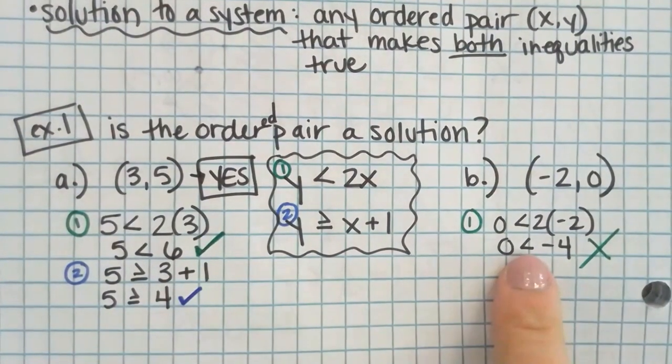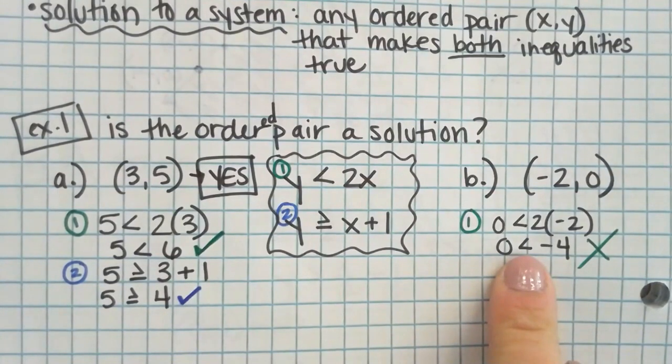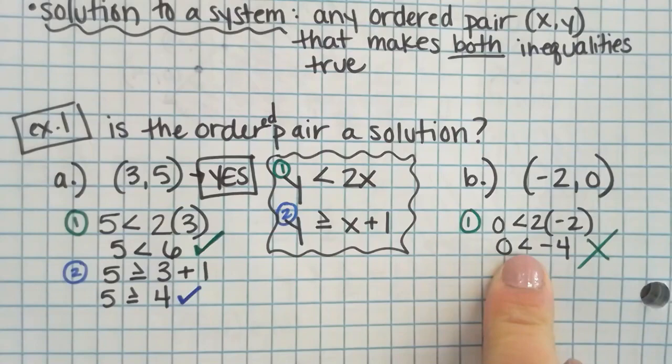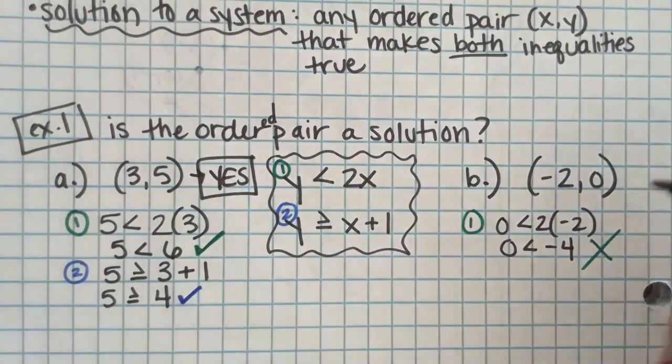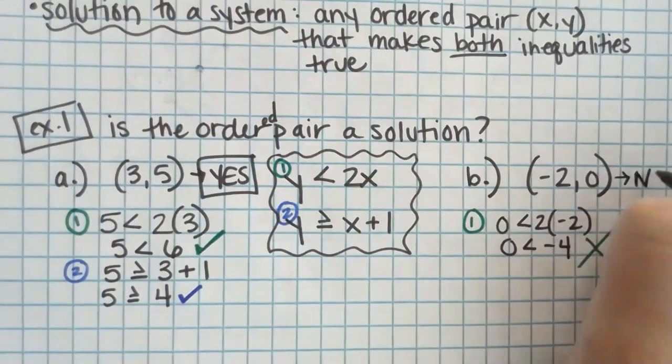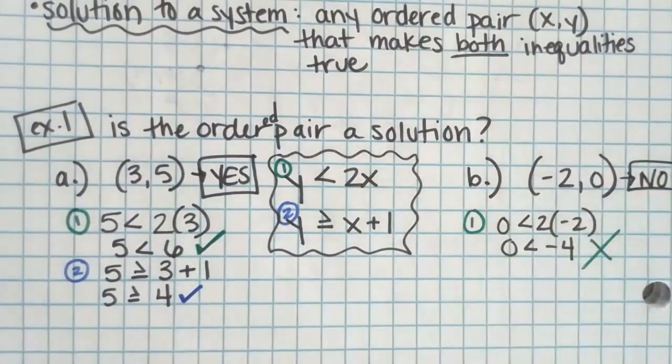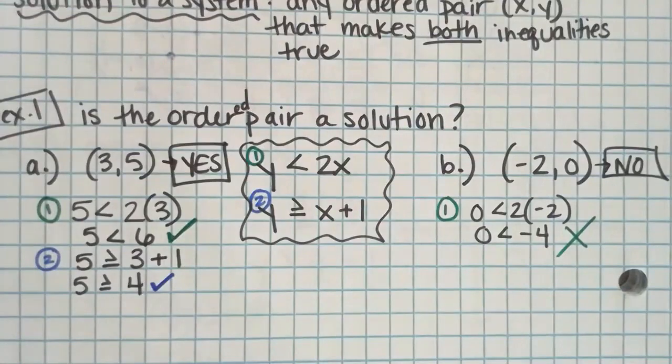Because it is not a solution to one of the inequalities, it's not a solution to the system. Okay, it has to work for both in order for us to say yes. So we could stop right here and say, no, we know this ordered pair is not a solution to this system of linear inequalities. Okay?